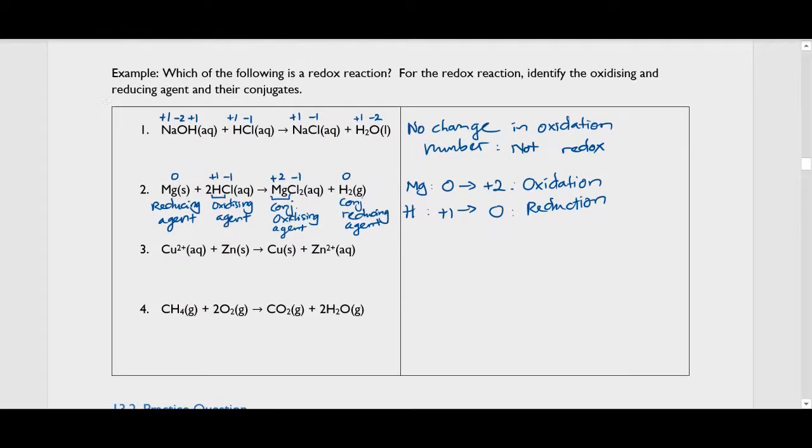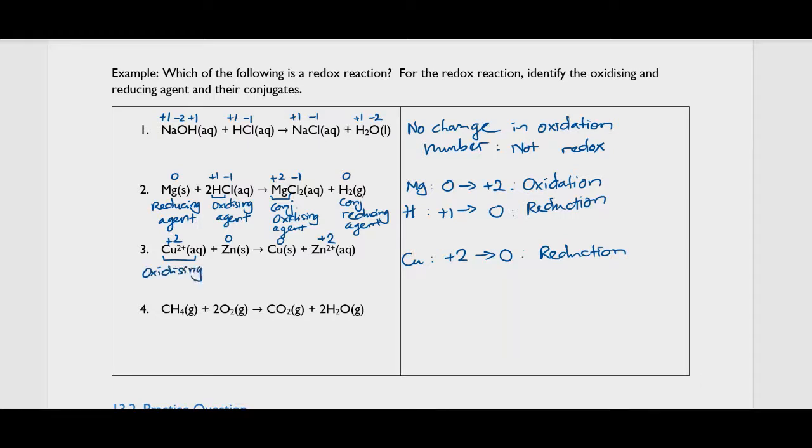So let's go to number 3. Number 3 is probably the easiest one here because this is already an ionic compound. The oxidation number of copper 2+ is +2, going to 0, and zinc 0 going to +2. There's not much to this, but you can see again an increase and a decrease in oxidation number. The copper has gone from +2 to 0. So copper 2+ is reduced, with a decrease in oxidation number, so copper 2+ is the oxidizing agent.